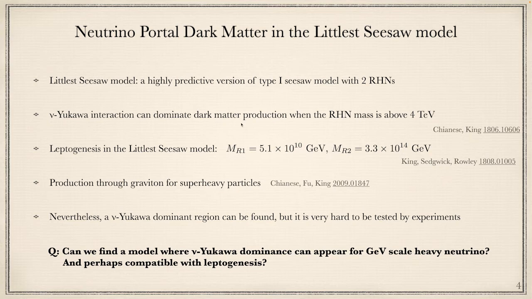By considering the neutrino portal dark matter in the Littlest Seesaw model, we found that in order to have neutrino Yukawa production dominating the dark matter production, we need the right-hand neutrino mass to be above 10^4 GeV. It's not too bad, but still too heavy for the collider experiments to test.